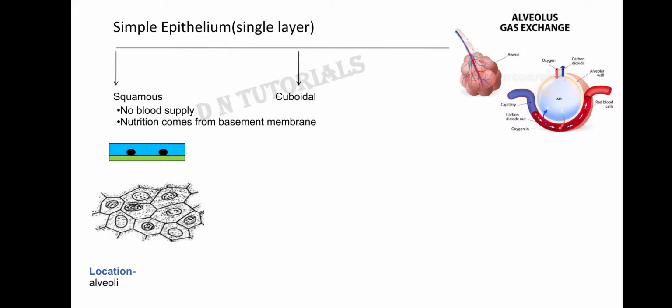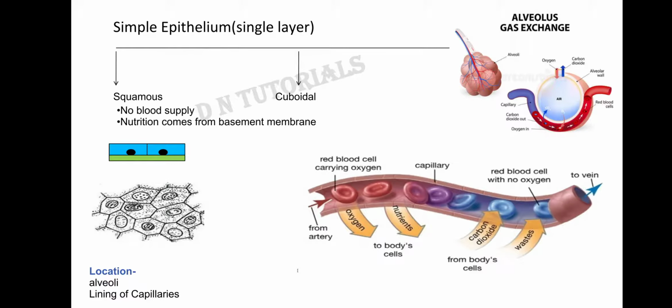The second location is the lining of the capillary. Capillary again carries the dissolved nutrients and the gases. So there must be an efficient exchange of nutrients and the gases between the capillary and the tissue. For that, the capillaries are made up of the squamous epithelium. So simple squamous epithelium will be present in all those places where exchange takes place, right?